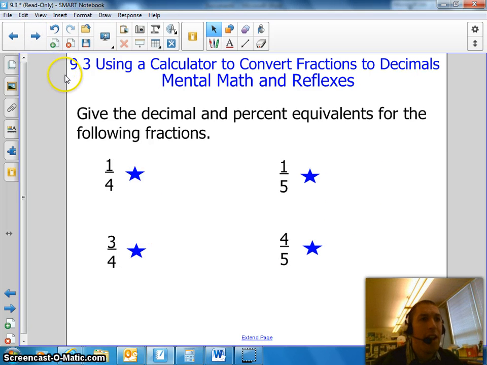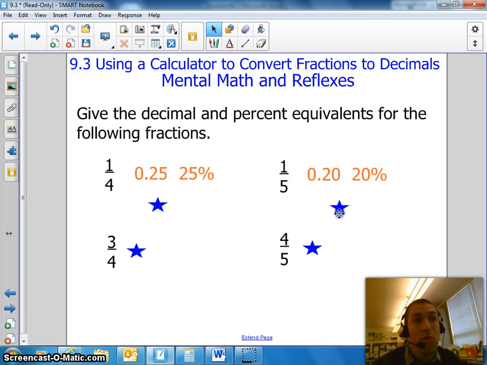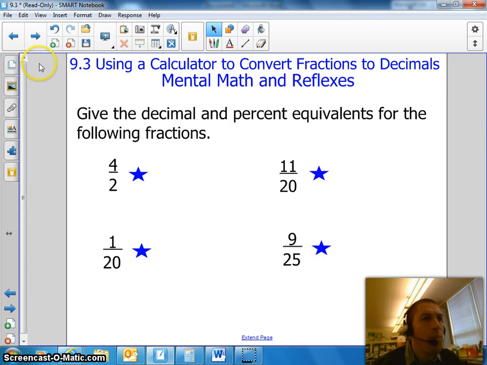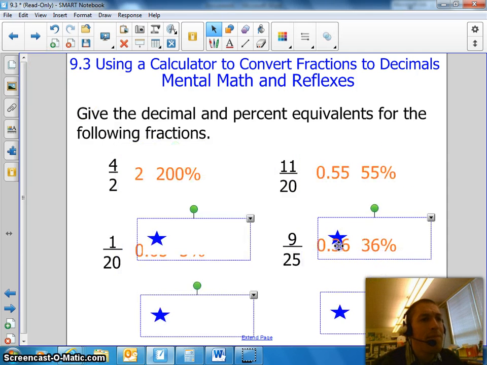Moving on, do these in your head as well. Okay, good. I hope you've decided to make these all out of 100. So for example, 4 times 25 gives you 100, so 1 times 25 is 25%. 5 times 20 gives you 100, so 1 times 20 is 20%. 4 times 25 is the same as 100, so 3 times 25 is the same as 75, or 75%. And the same is true here. Pause it, give it a try. Alright, let's see how we did.